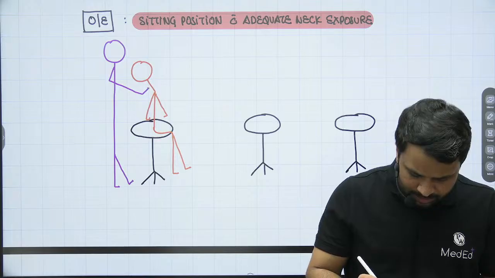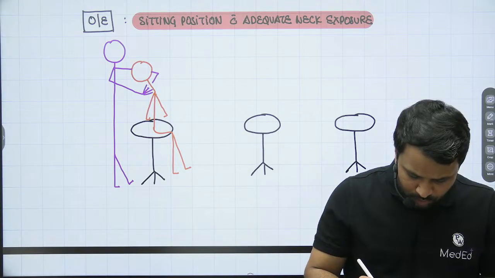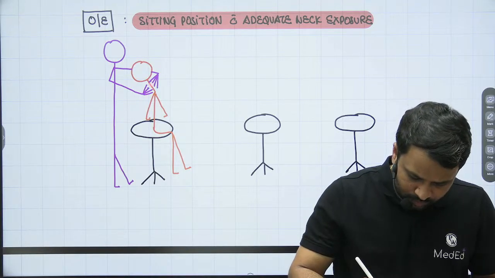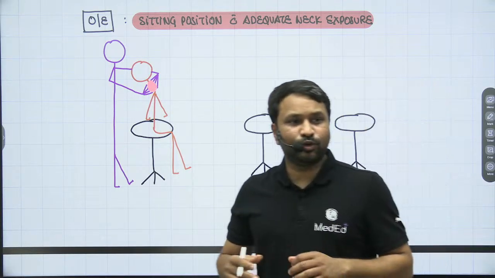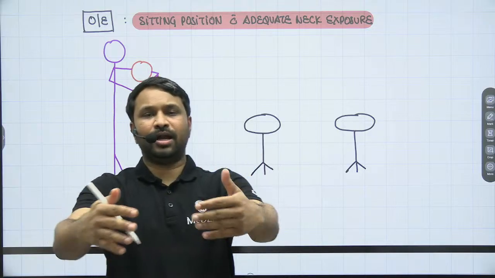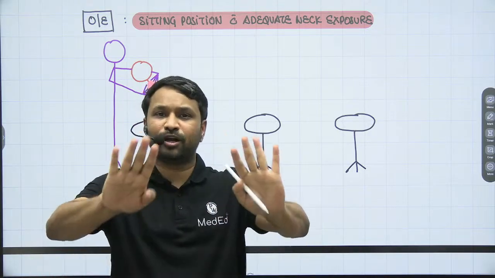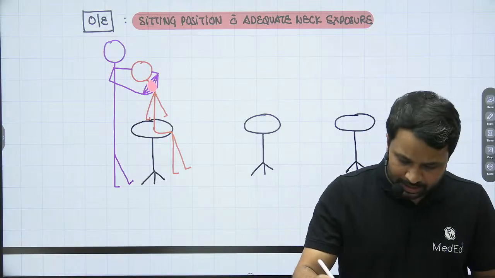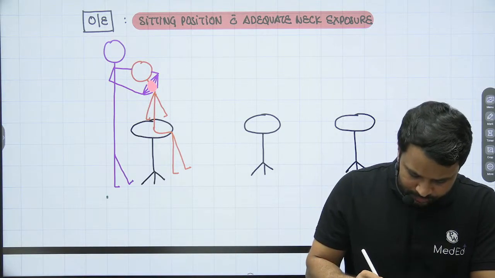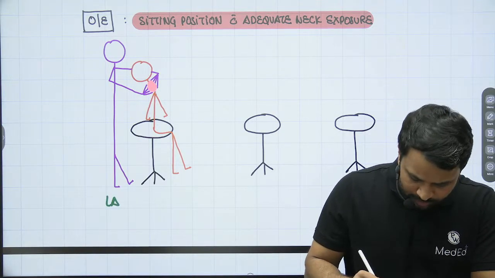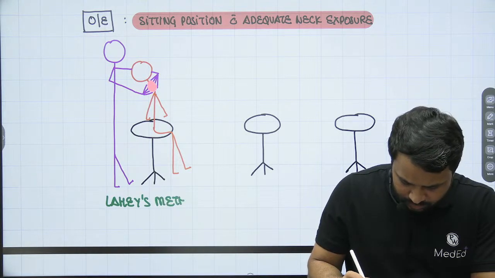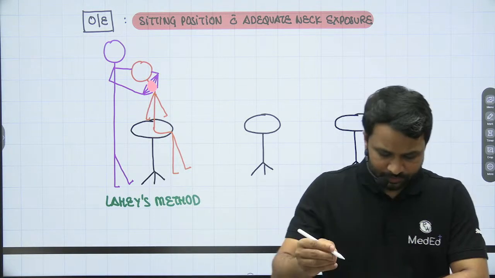Put your hands around the patient's neck. Use all your fingers to feel the thyroid swelling. Right? Now, if you go behind and put your hand and palpate the thyroid swelling, or in front also if you're using the entire hand, this is what we call the Lahey's method of examination.